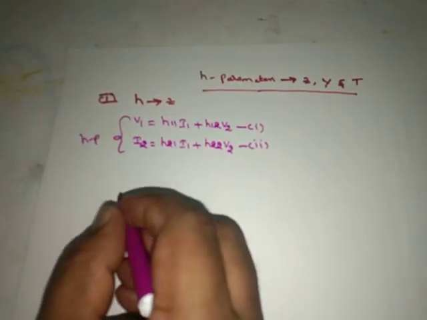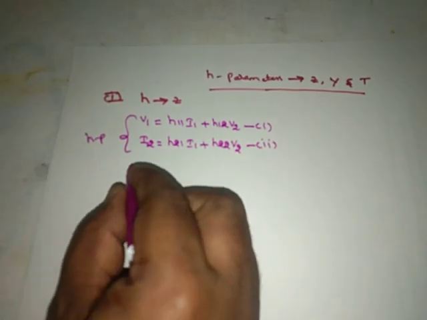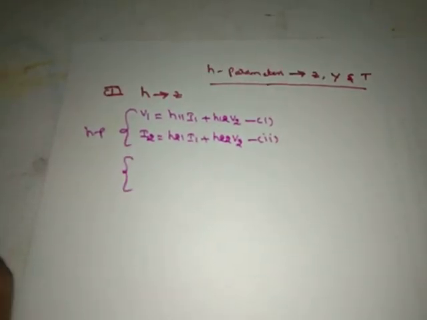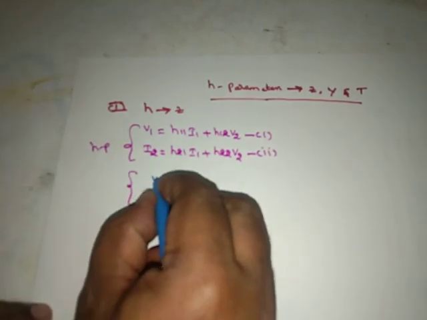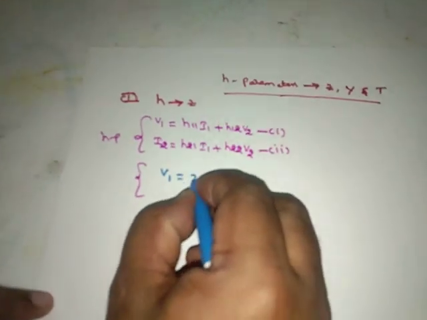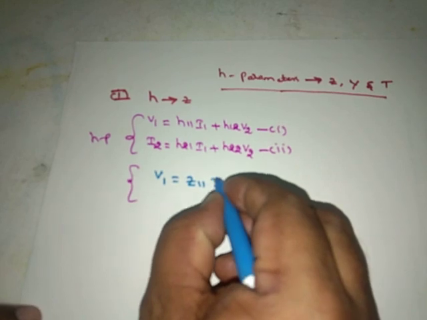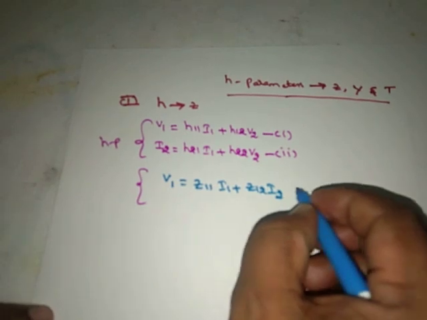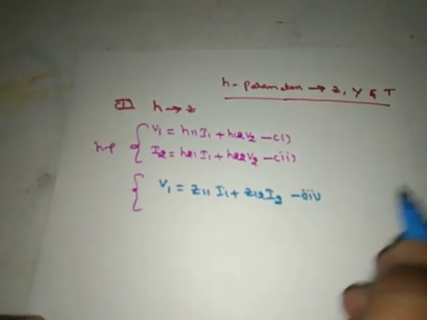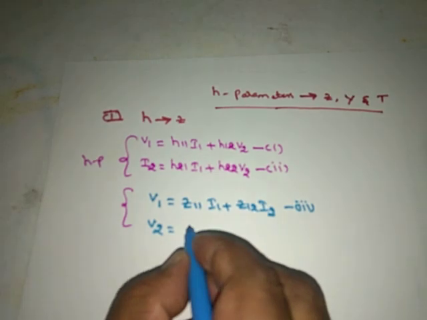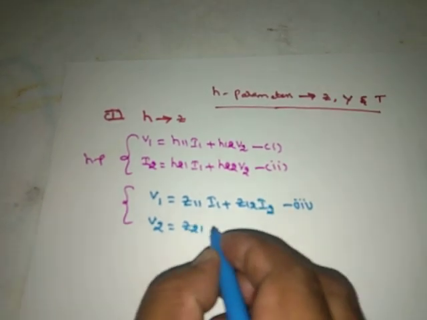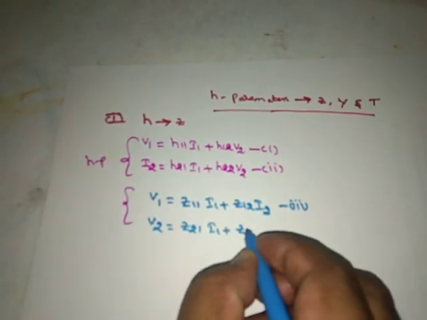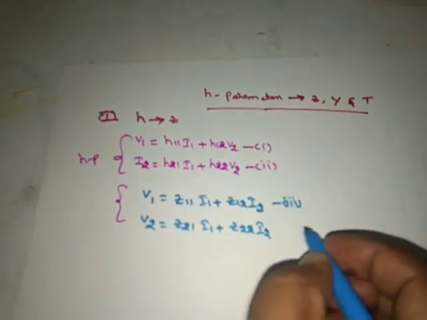Now similarly, the basic equations used in Z parameters. In Z parameters, V1 is equal to Z11 I1 plus Z12 I2. That is equation 3. V2 is equal to Z21 I1 plus Z22 I2.